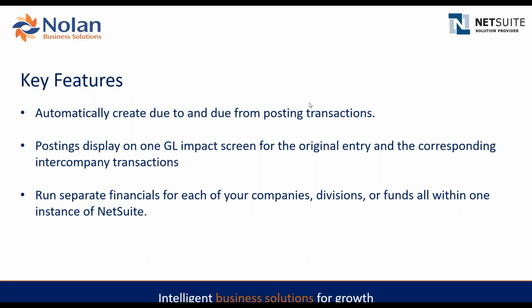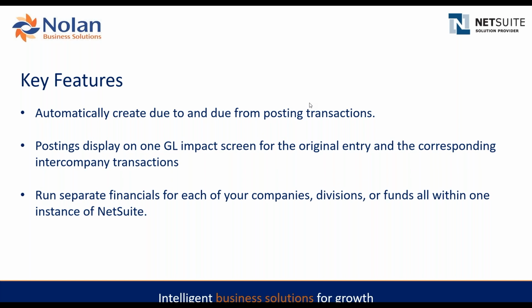Some of the key features, as I mentioned, we can automatically create due to, due from entries. So some of the examples we're going to do, one would be a vendor bill, that we have a corporate company processing a vendor bill. They want to pay expenses that need to go to other entities. And in my example, we're going to use a parent company that owns sports teams. So they want to share the expense across those different sports teams, but they also want to keep track of how much does each team owe to the owner. So we're going to be able to do that.